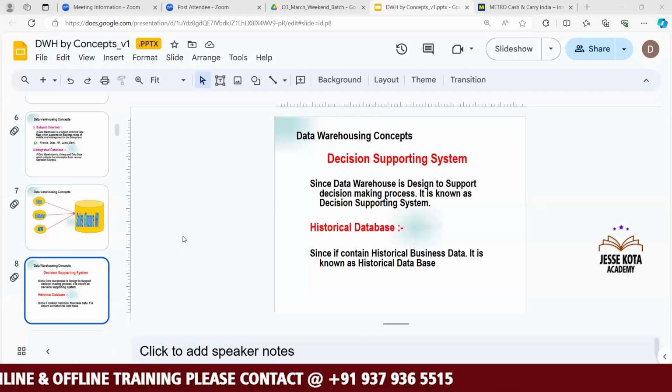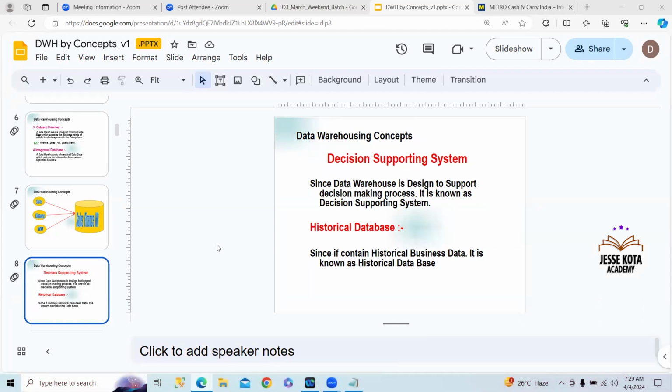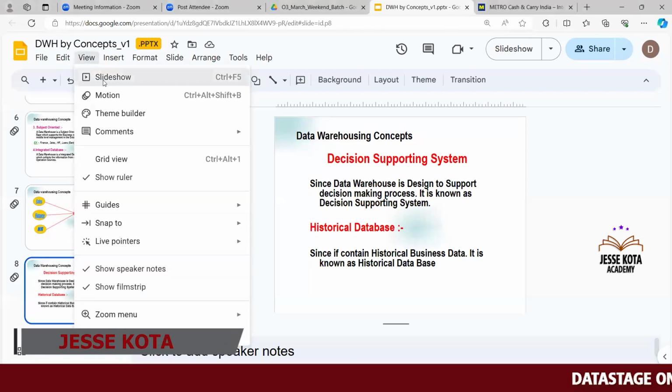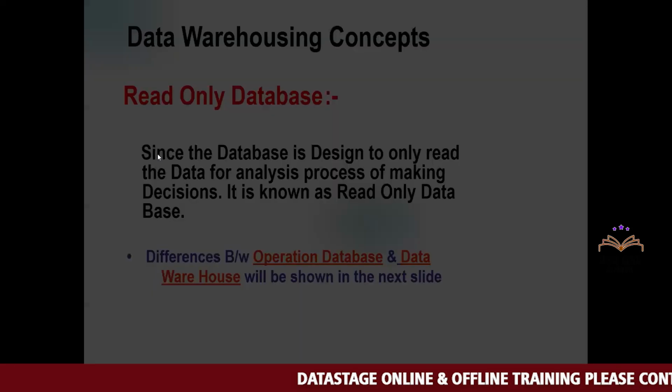The next one is that these data warehouse applications are built for a decision support system. What is meant by a decision support system? We take decisions. These are built for analytics, analyzing the business. That is the reason we call it a decision support system. Also, in data warehousing applications we maintain the historical data as well as the current data.